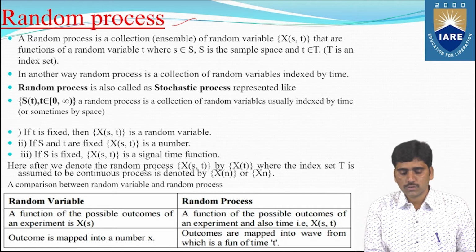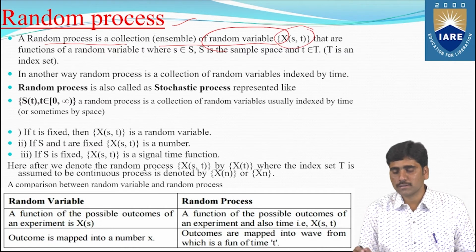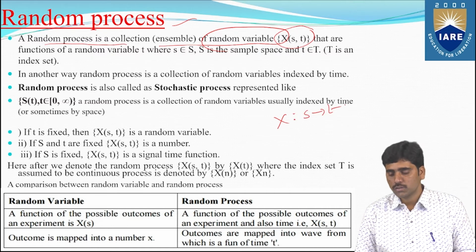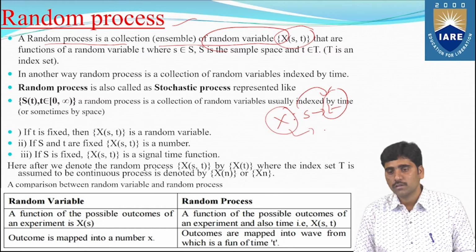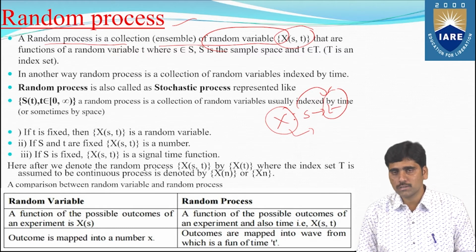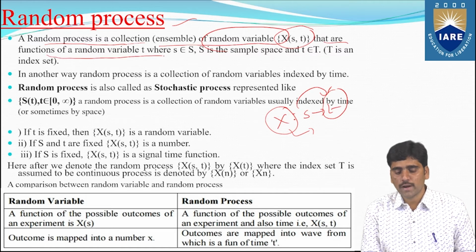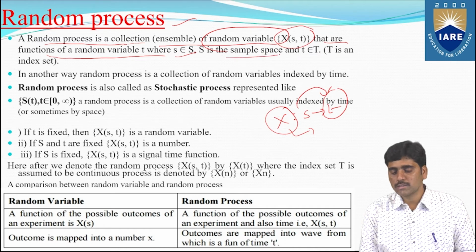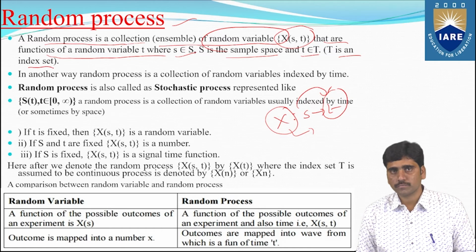The random process is a collection of random variables X of s comma t. At time t, the sample space elements are taken, and this variable is called a random variable. The random variable holds the process, that is the random process, and these are functions of the random variable, where s belongs to S, S is the sample space, and t belongs to T, where T is an index set.